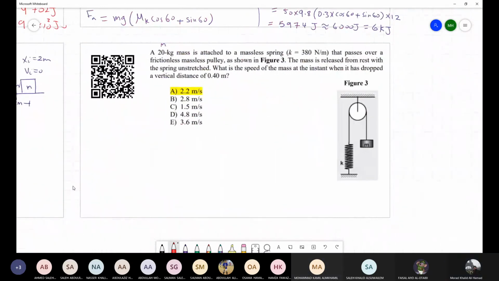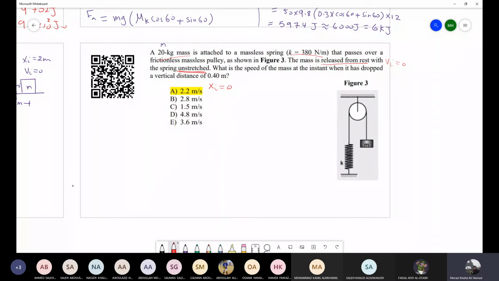Here we have a mass of 20 kilogram attached to a massless spring with constant 380 Newton per meter that passes over a frictionless massless pulley as shown in figure 3. Now the mass is released from rest. Released from rest means V initial is equal to 0. With the spring unstretched. When you see the word unstretched, it means x initial is equal to 0.